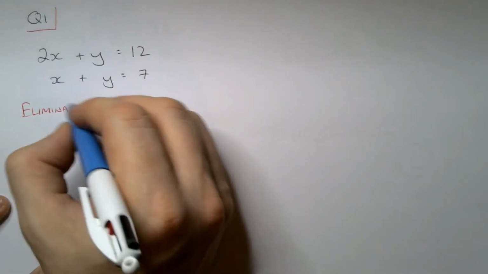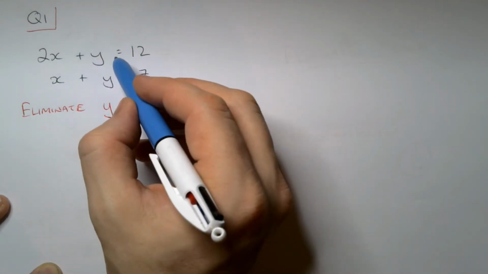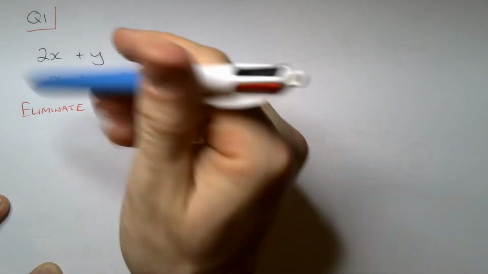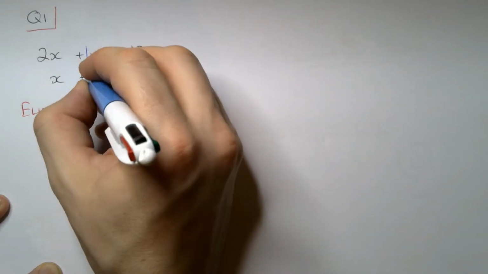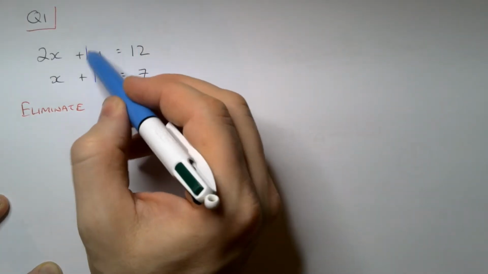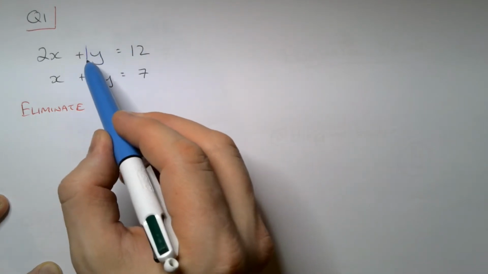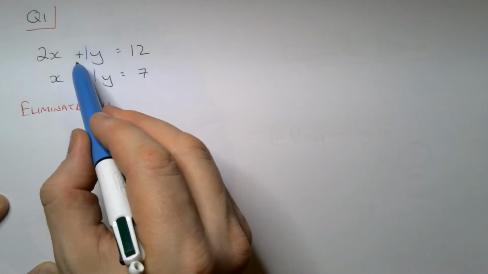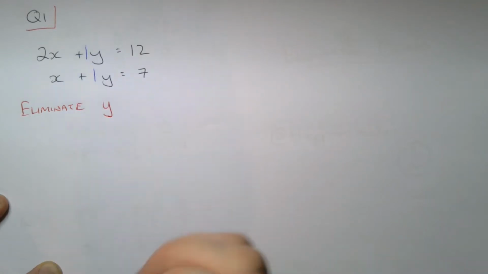So in order to eliminate y, I'm going to look at these two equations, and I'm going to say, look, the number in front of the y here at the moment, I'll just write it in blue, is the number 1. And this is also the number 1. So what I'd like to do is make them the same number, so they already are. So I don't need to do anything there. But I'd like to change the sign. So this is a positive, and I'm going to change this to be a negative.